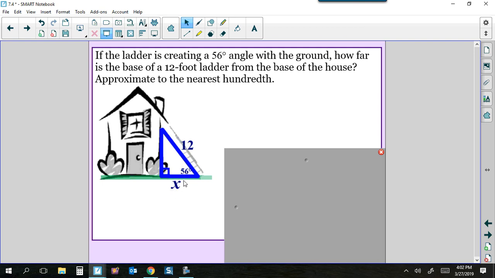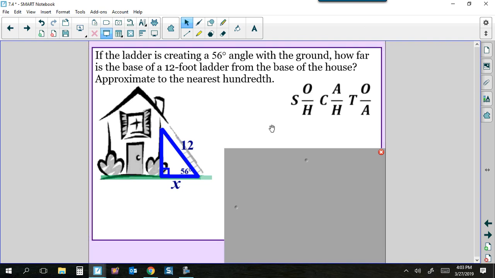Now we want to know how far is it from the base of the house. So the base of the house is the ground. So how far away is the ladder from the ground? So the next thing we need to do is determine what method we're going to solve. So far we've learned Pythagorean theorem, trigonometry, inverse trigonometry, and then special right triangles. Because of the information I have, this is going to be a trigonometry problem. So we're going to use SOHCAHTOA.